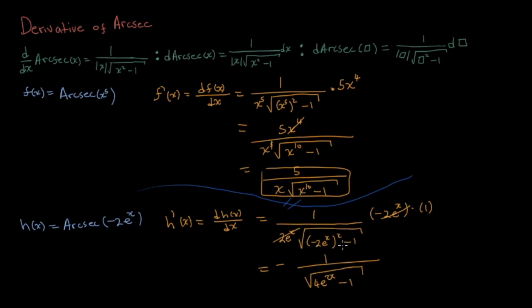So you see what's happening here is we're just multiplying the two exponents. Imagine there is a 1 here. We'd multiply these two exponents, so e to the 2x. And then we're also going to square the negative 2, which is just going to be 4. And that's how we get this here. So that is how you calculate the derivative of an arcsecant function.